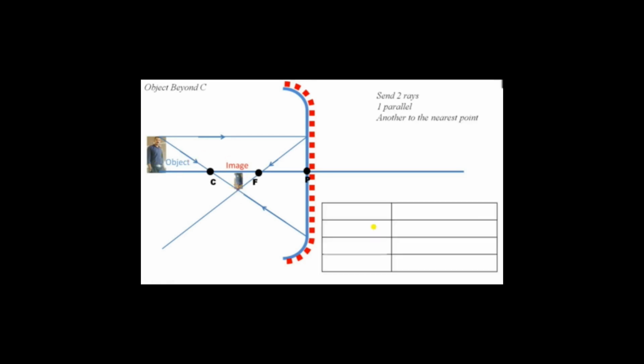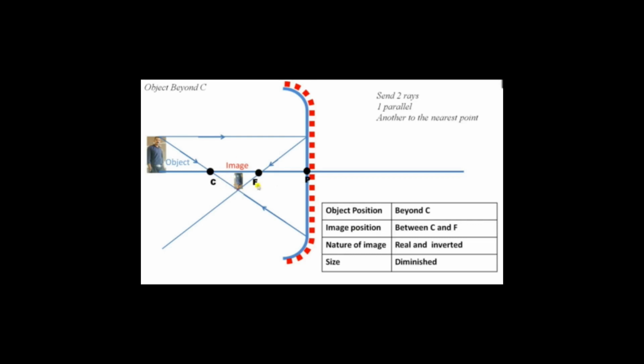Now we'll draw the table. Object position is beyond C and image position is between C and F. You can see the image is between C and F. And nature of image, the arrow was inverted, so it is real and inverted, because the front side of the mirror is the real side and an inverted image is always real. And size, you can compare the size, it is diminished.